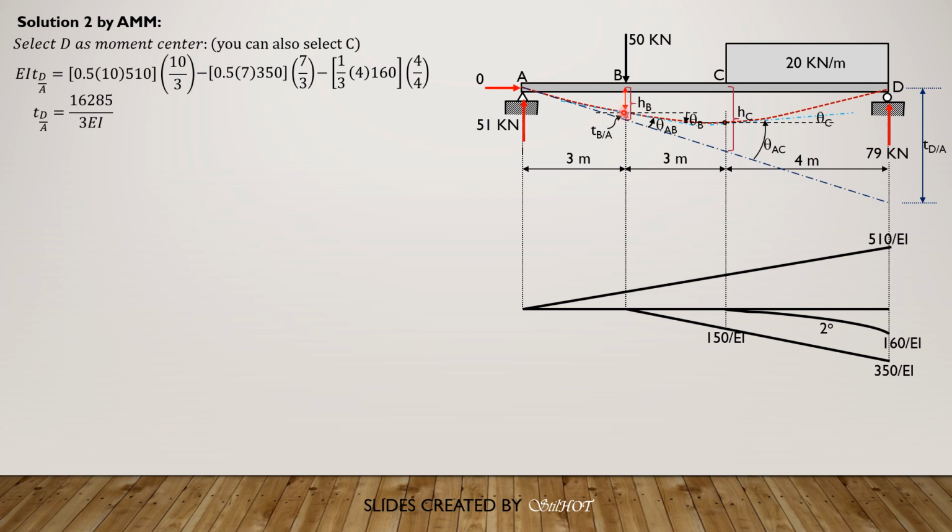So this is delta B, and this is delta C. This is the deviation of C relative to A. This is delta C, this vertical distance. So from the figure, H sub B over 3 equals H sub C over 6 equals the deviation of D relative to A over 10. So 16285 over 3 EI over 10. So H sub B is equal to 1628.5 over EI. Then H sub C is equal to 3257 over EI.